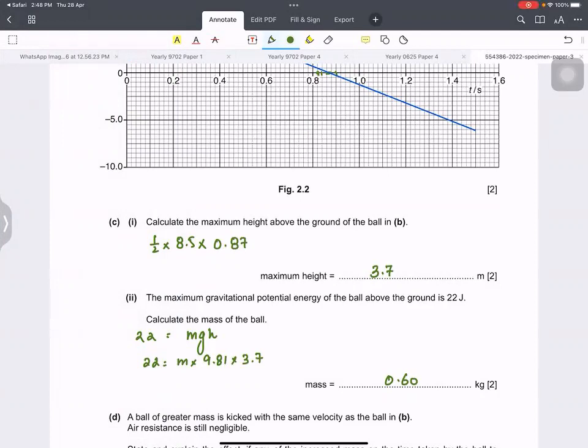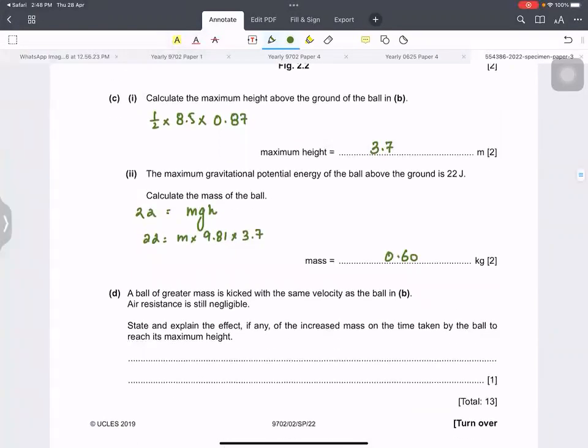All right, then we have a ball with greater mass that is kicked with the same velocity. Air resistance is negligible. State and explain the effect of the increased mass on the time taken by the ball. I don't think there will be any effect.